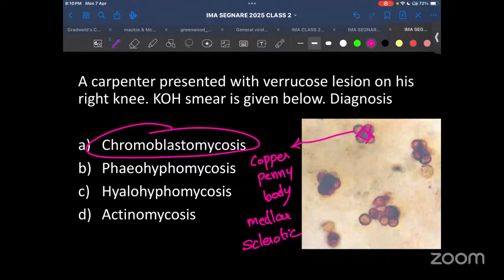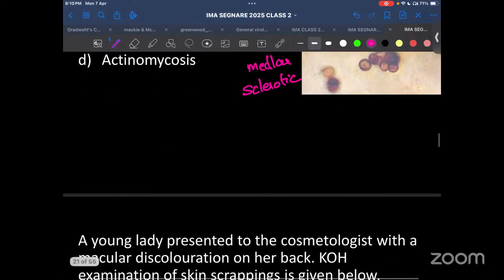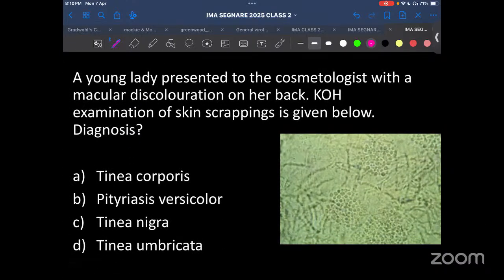So this is chromoblastomycosis. See the carpenter, and it is a verrucous lesion. Verrucous means a cauliflower-like lesion, and it presents on the knee. A carpenter usually works on his knees, so the knee is exposed, and this organism transmits through traumatic inoculation. Wood splinters might injure the carpenter, and from there this organism causes the verrucous lesion. That is chromoblastomycosis. Now coming to our next question.